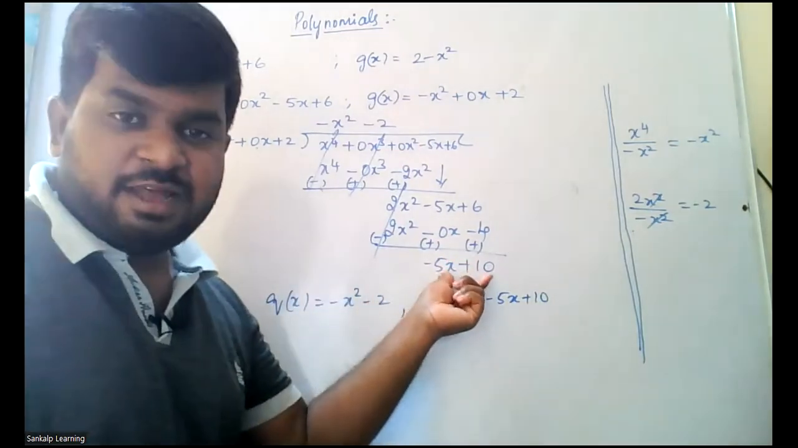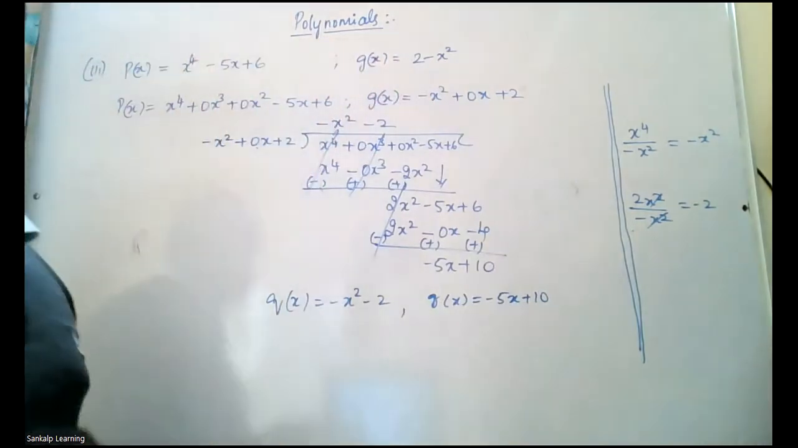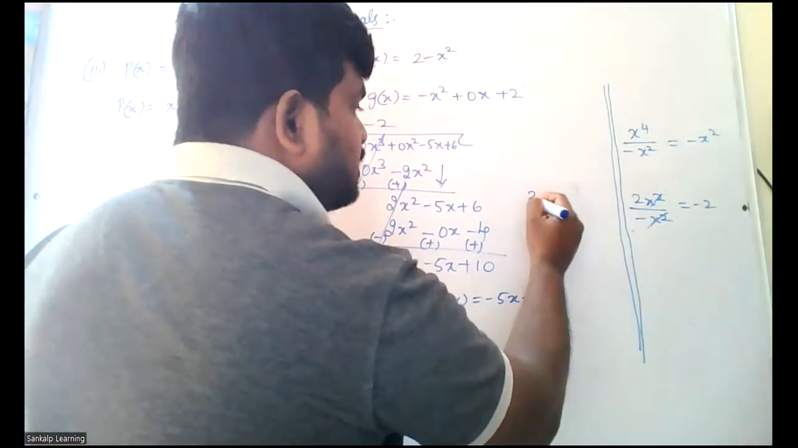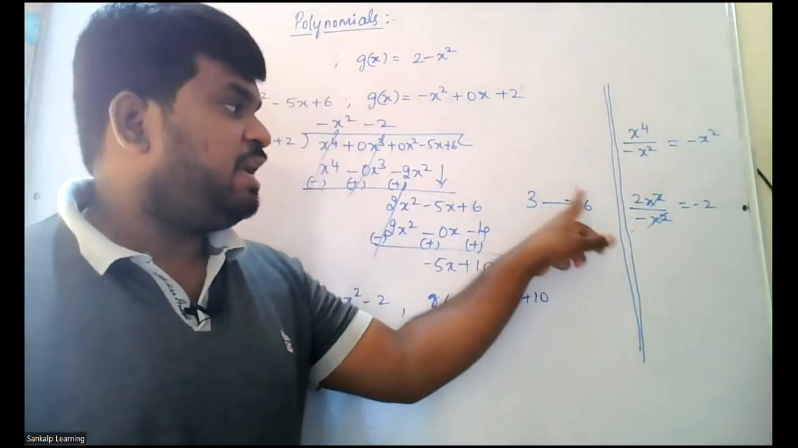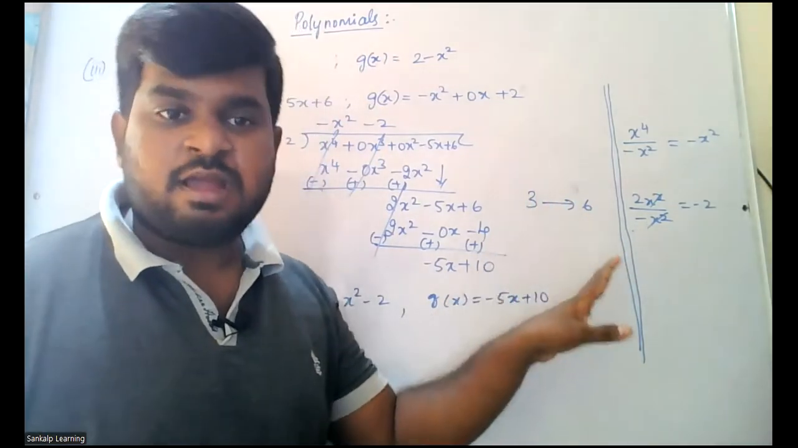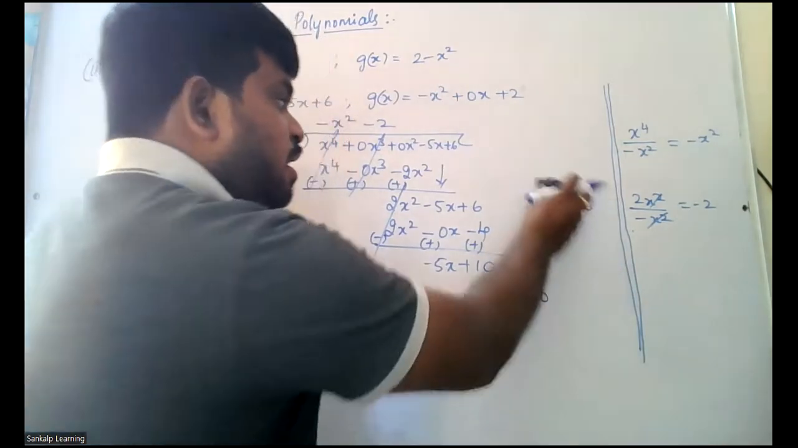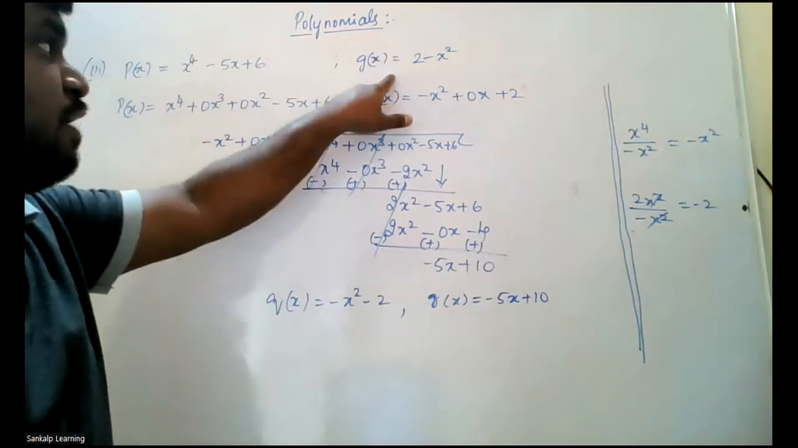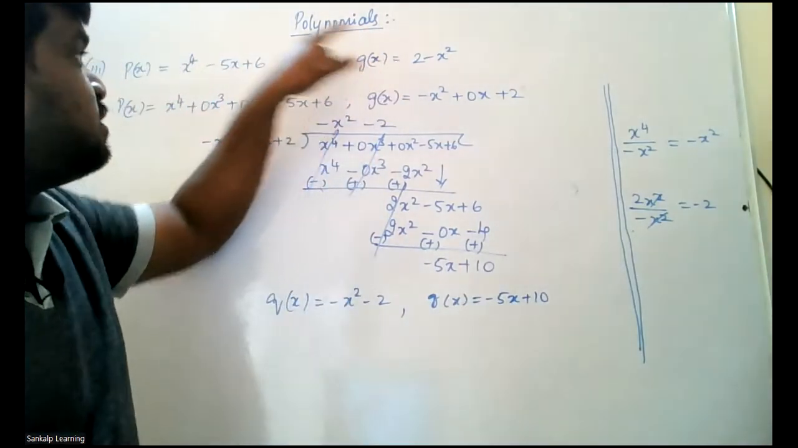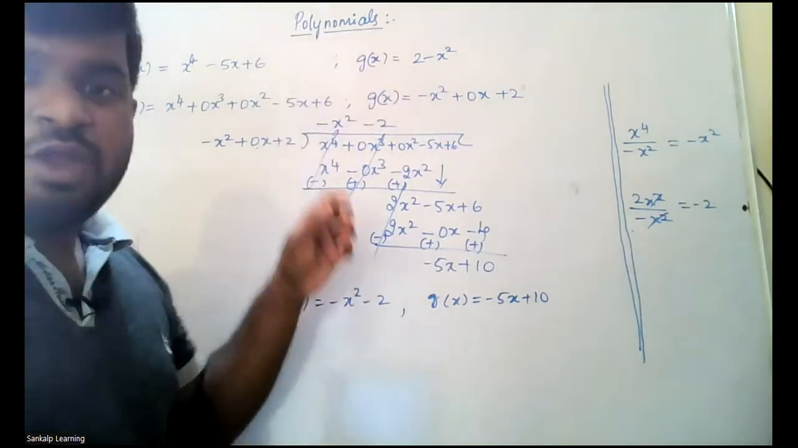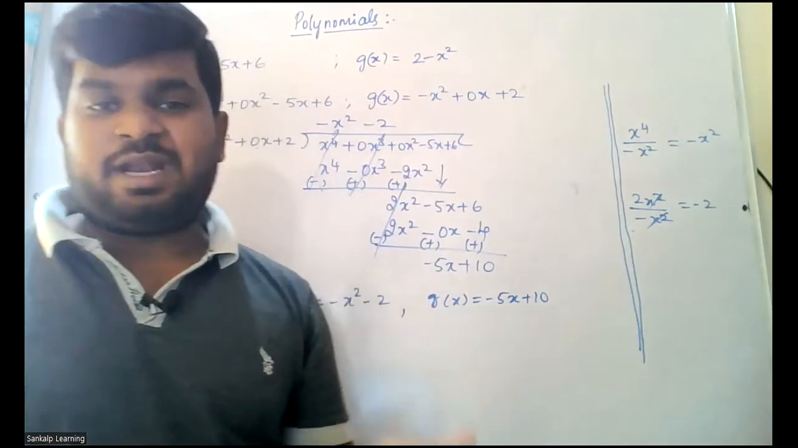And if we get the remainder as 0, then you can say g of x is a factor of p of x. I'll give you a simple example. Is 3 a factor of 6? In other words, does 3 divide 6? Yes. Because when you divide it, what is the remainder that you get? 0. In a similar way, if I want to tell g of x is a factor of p of x, then when you divide this p of x by g of x, you should get the remainder as 0. If you get the remainder as 0, then you can tell it is a factor.